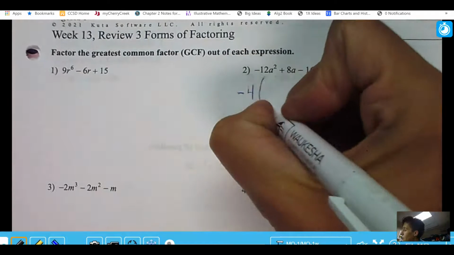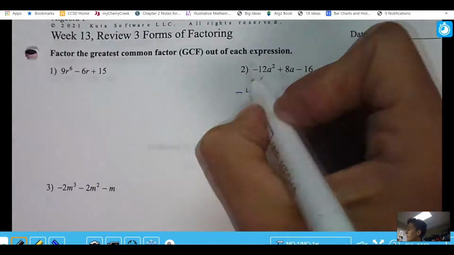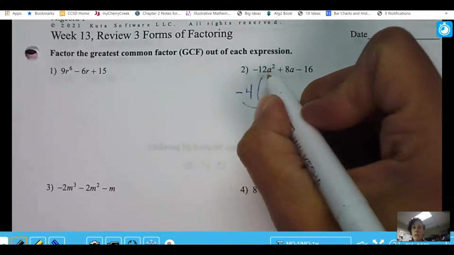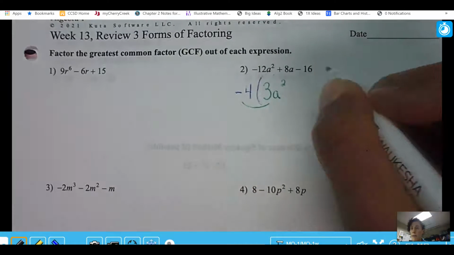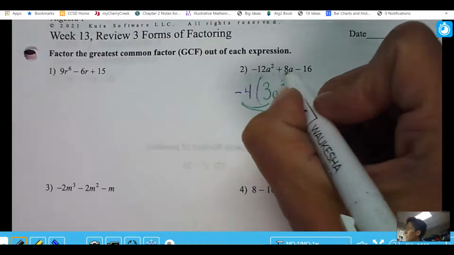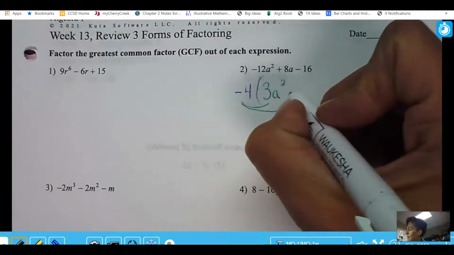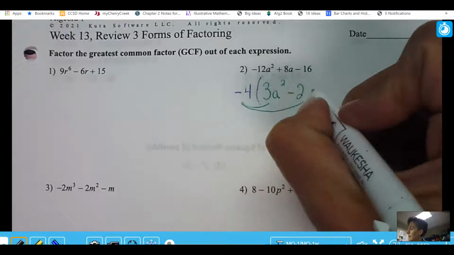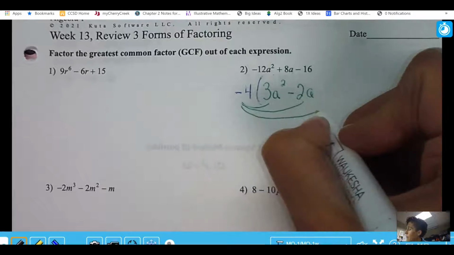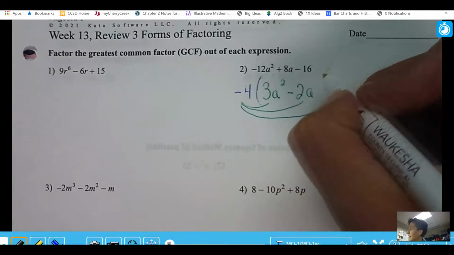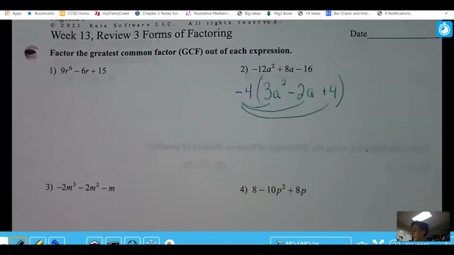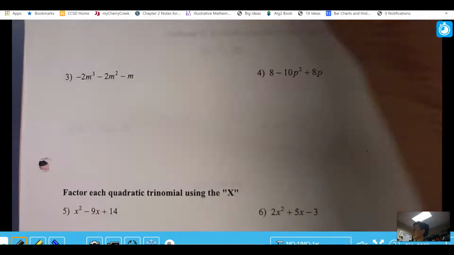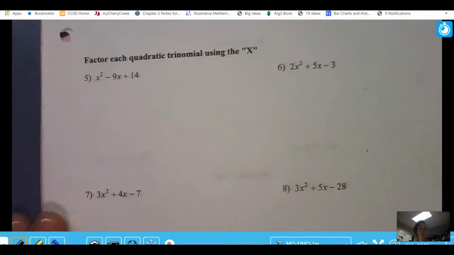And so when I finish my parentheses, I'll need to ask myself, negative 4 times what makes negative 12? Well, that will be a positive 3, and there will still be the A squared there. And then negative 4 times what makes 8, and that's a negative 2, and it still has its A. And then negative 4 times what makes negative 16? That will be a positive 4. So that's that example. Let's take a look at the next section and do one from there.